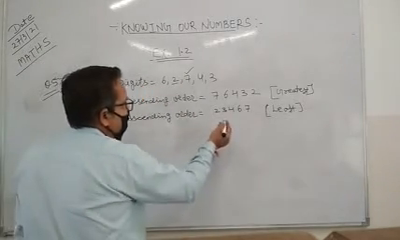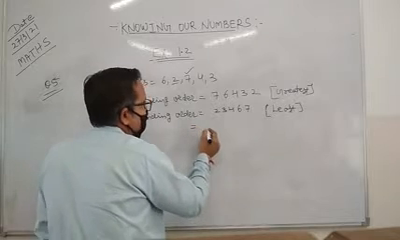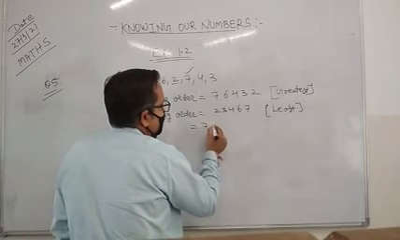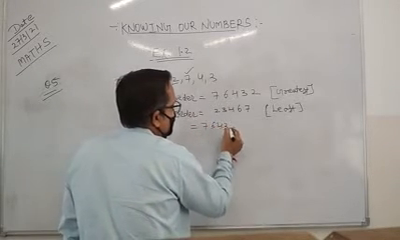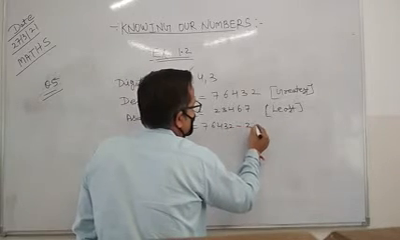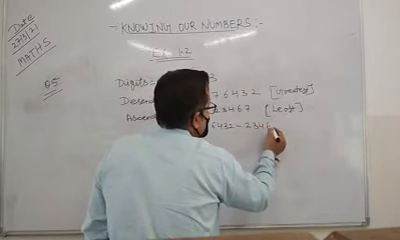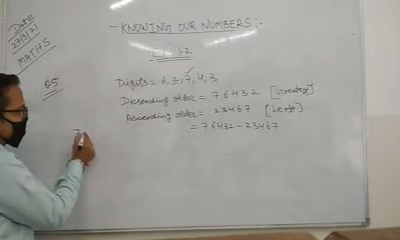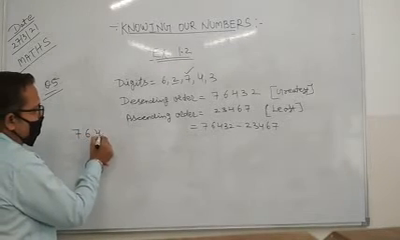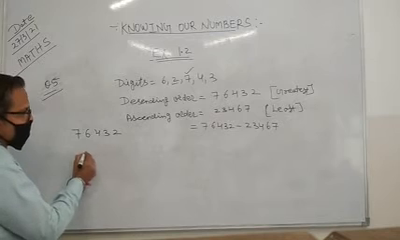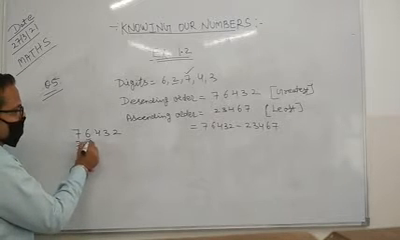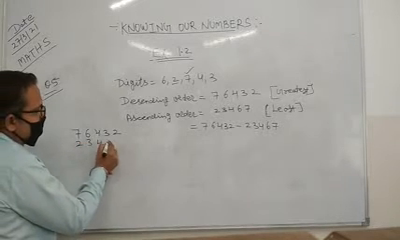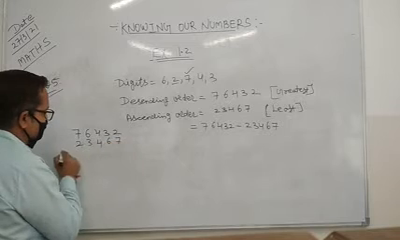Okay. Now we want to find out the difference. What is the difference? Difference means we have to subtract the lowest from the greatest. That means 7, 6, 4, 3, 2 minus 2, 3, 4, 6, 7. Now we will find out how much we will get.